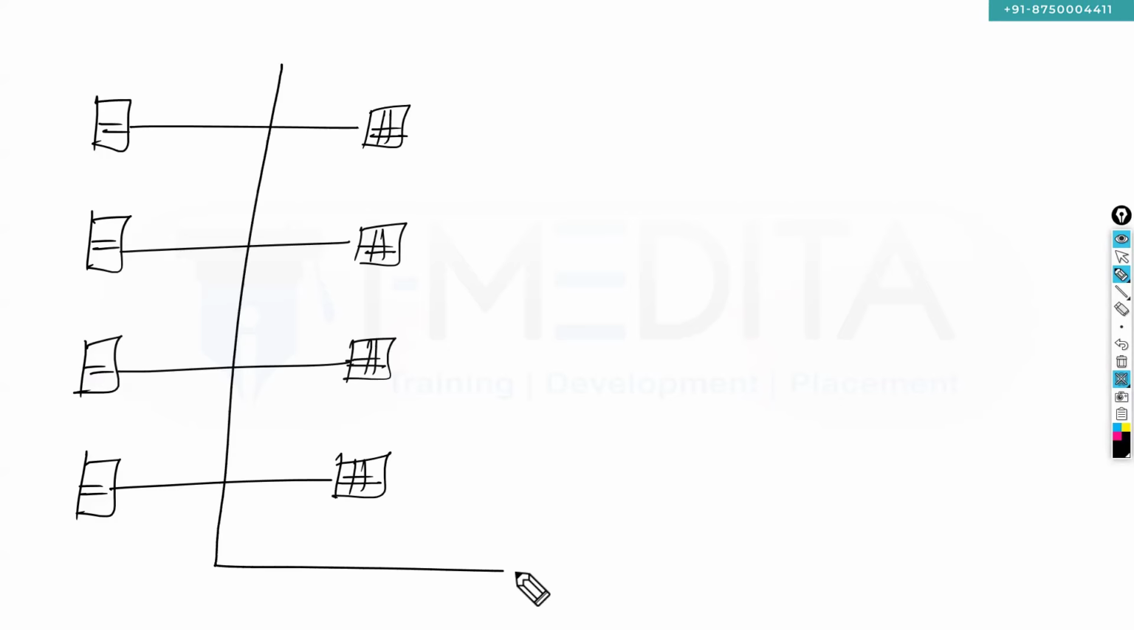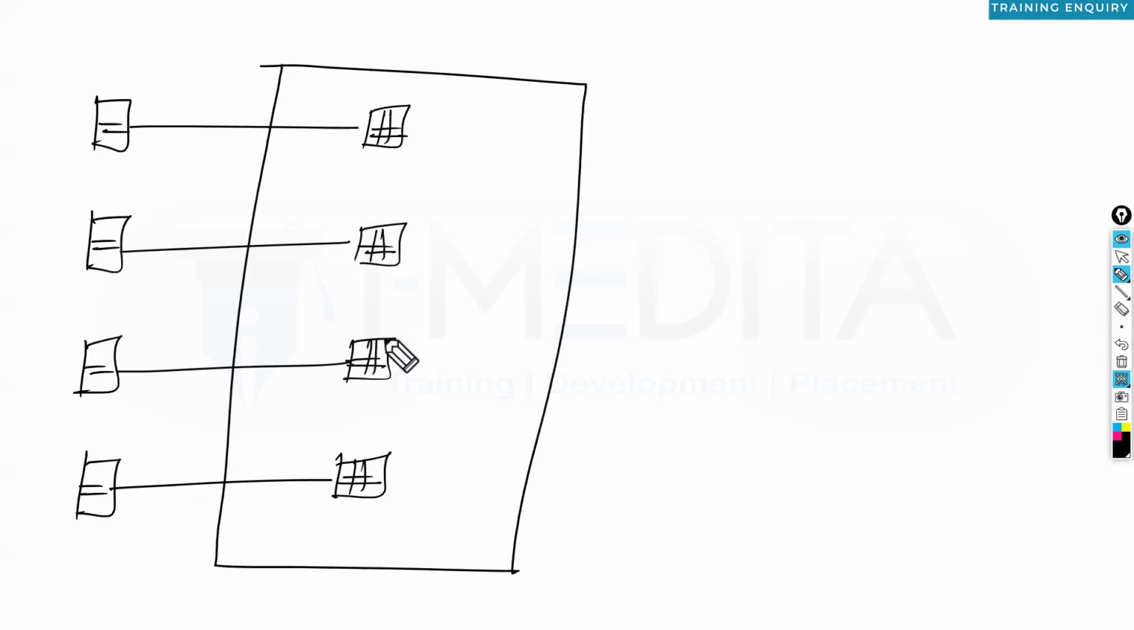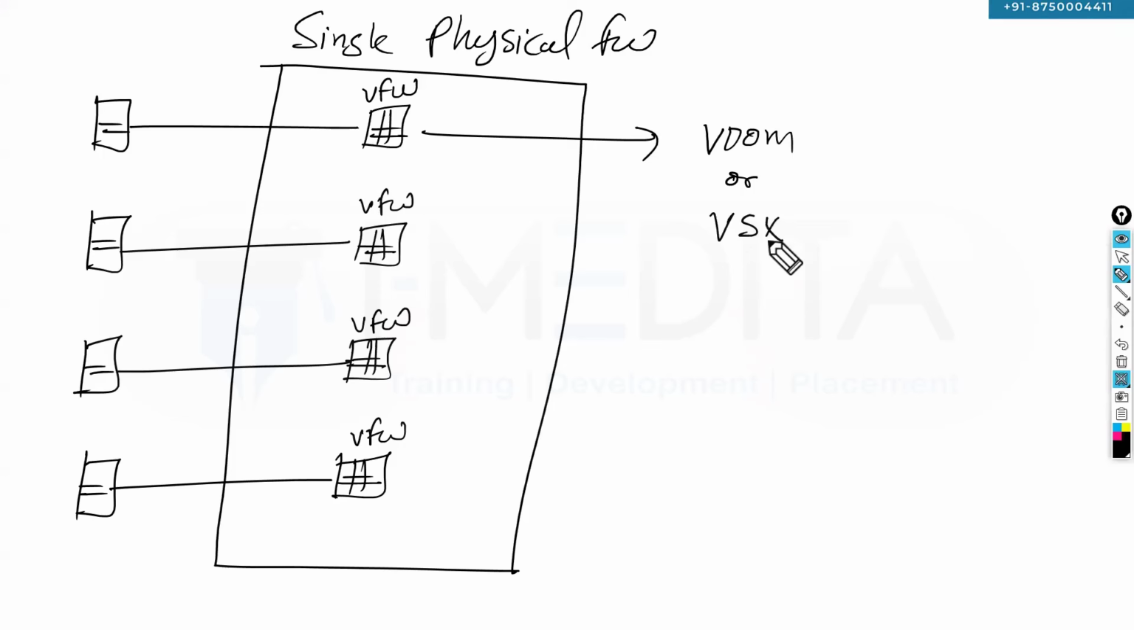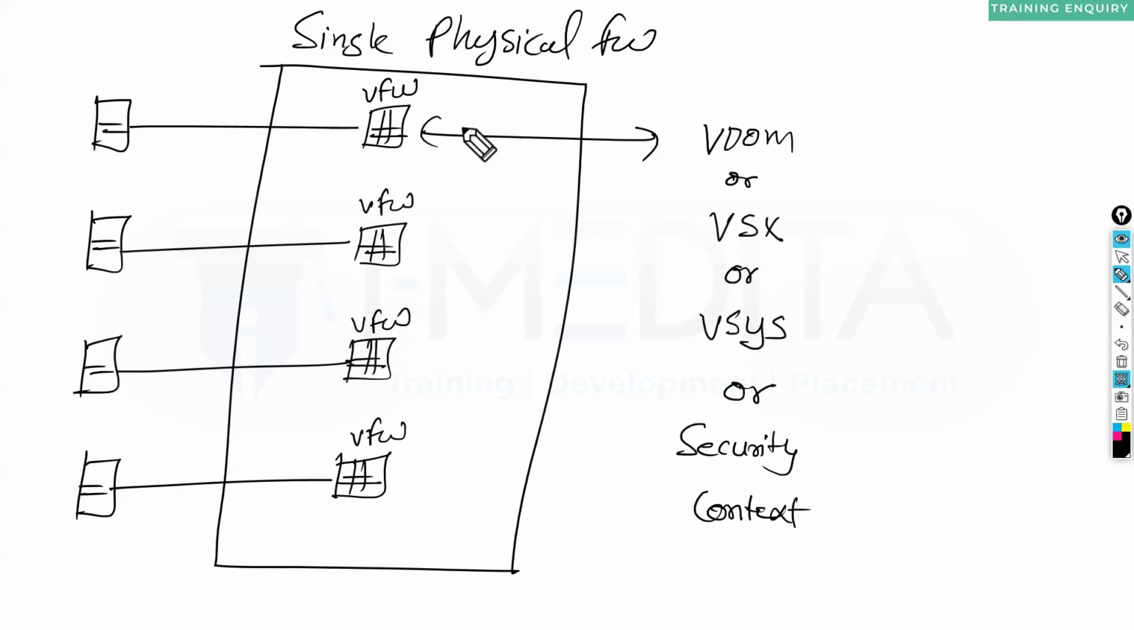So all vendors provide a solution that there is no need to purchase multiple physical firewalls. You can purchase a single physical firewall, and in that single physical firewall, you can create virtual firewalls. These virtual firewalls are called VDOM, or they are called VSX, or they are called VSys, or they are called security context. So what is VDOM now? VDOM is actually a virtual firewall within a single physical firewall.